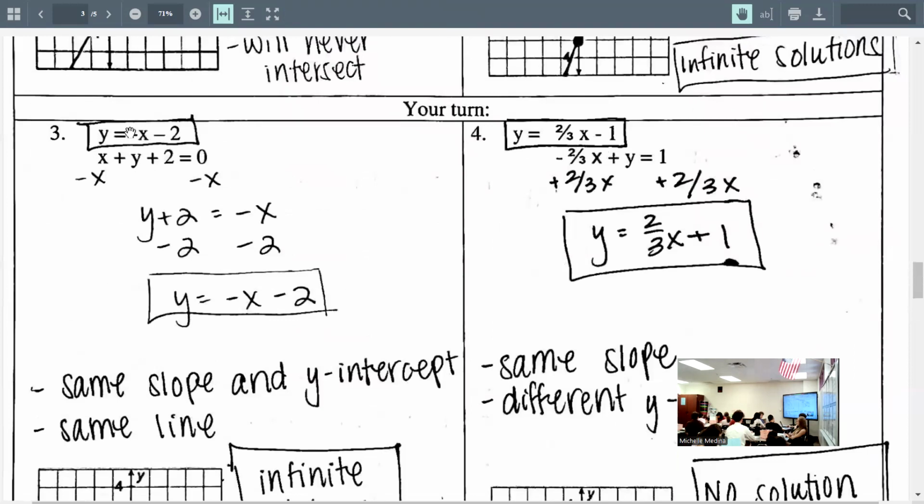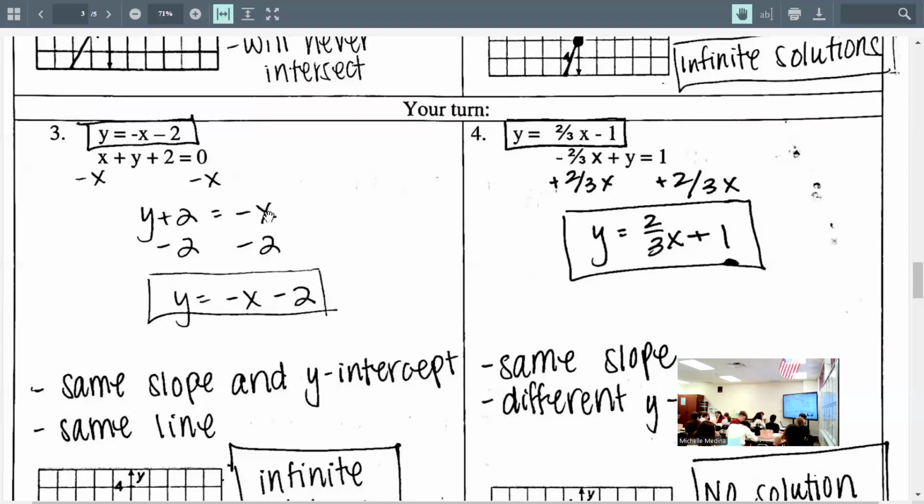Then the next one is not in slope-intercept form. I think this threw a lot of you off, but how do I know if it's in slope-intercept form? If the y is alone. So whatever you need to do to get it alone, that's what you need to do. And whatever you do on one side, you do to the other side. Not to each term necessarily, just once on each side of the equal sign. So subtracting x is what I chose to do first. It doesn't really matter.